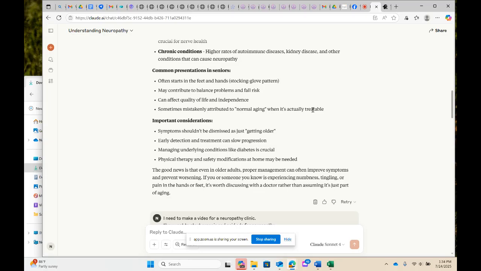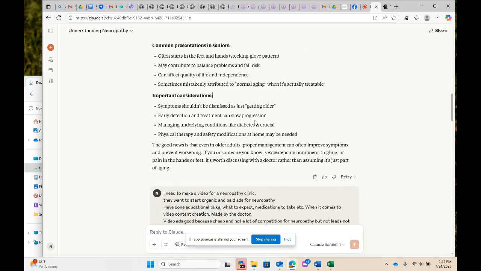Neuropathy is sometimes mistakenly attributed to normal aging when it's actually treatable. Sometimes mistakenly attributed. Neuropathy is sometimes mistakenly attributed to normal aging and often goes ignored when there are actually several effective treatments available that can significantly increase the quality of your life now and in the future. Because, of course, older people are always worried about the future, right? Extending your youthfulness as long as possible.